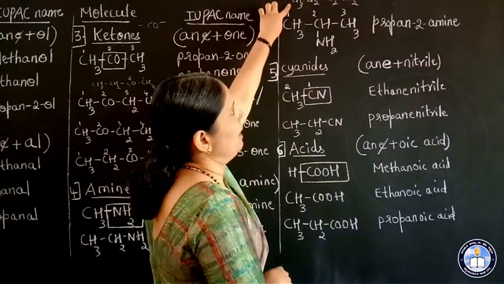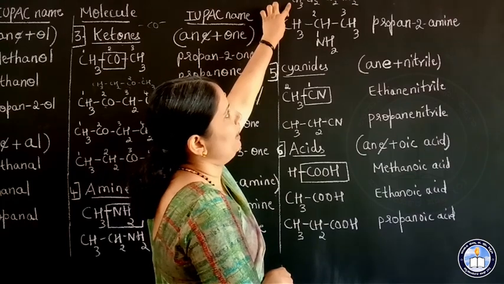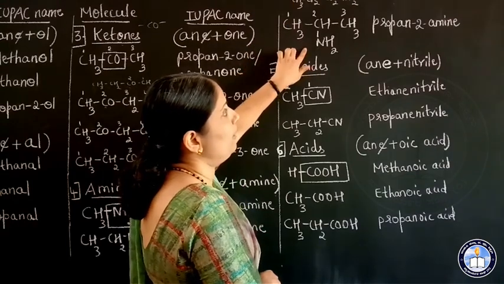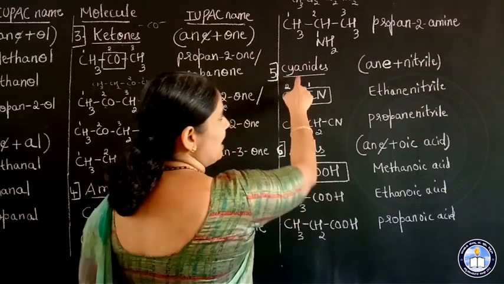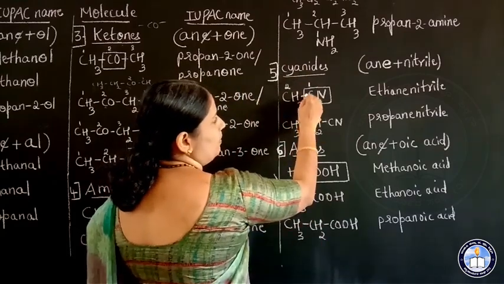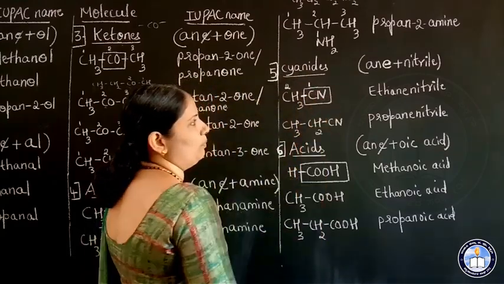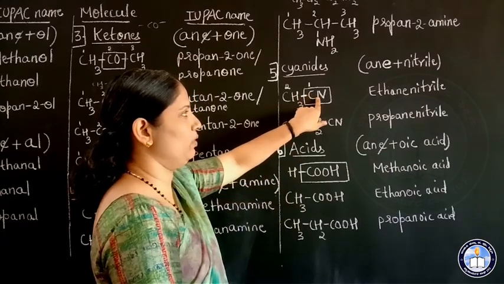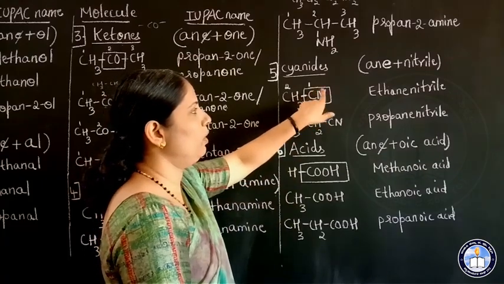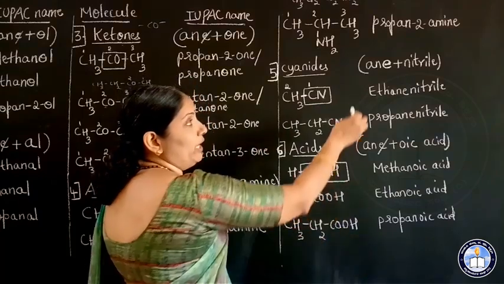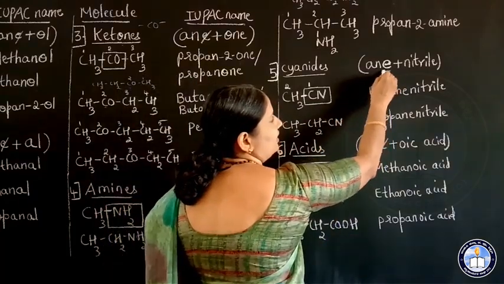This is propanamine. This is propane-2-amine. Now cyanides. So what is the functional group? CN is the functional group. Carbon and nitrogen, there is a triple bond. C triple bond N.